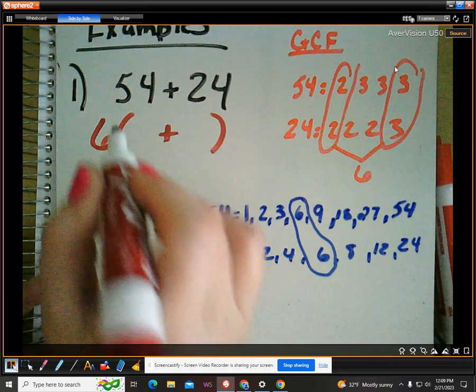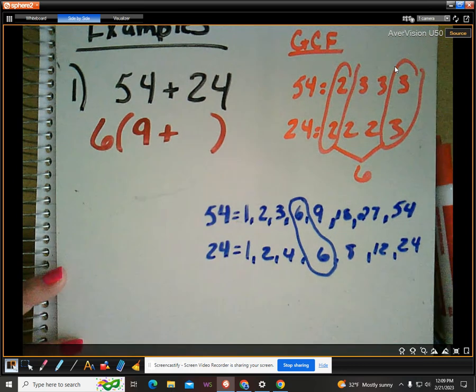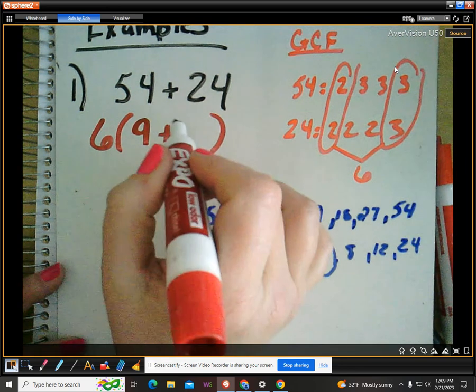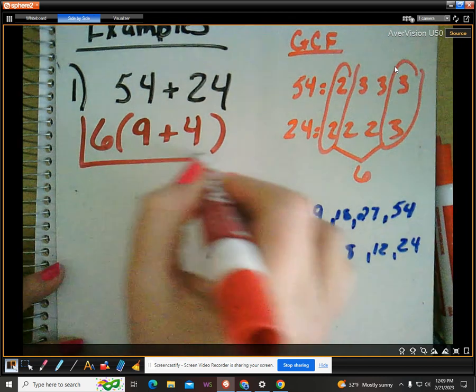6 times what gives us 54? Mateo? 9. That goes first. Stays addition. 6 times what would give us the 24 that we need? Diana? 4. And that's it.